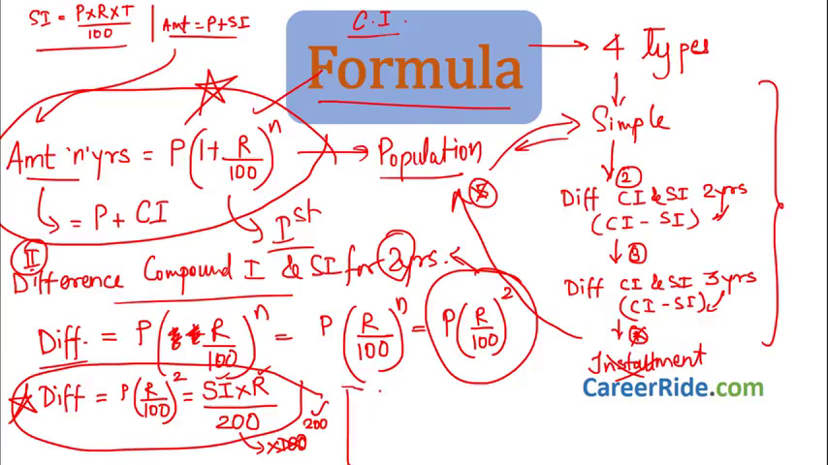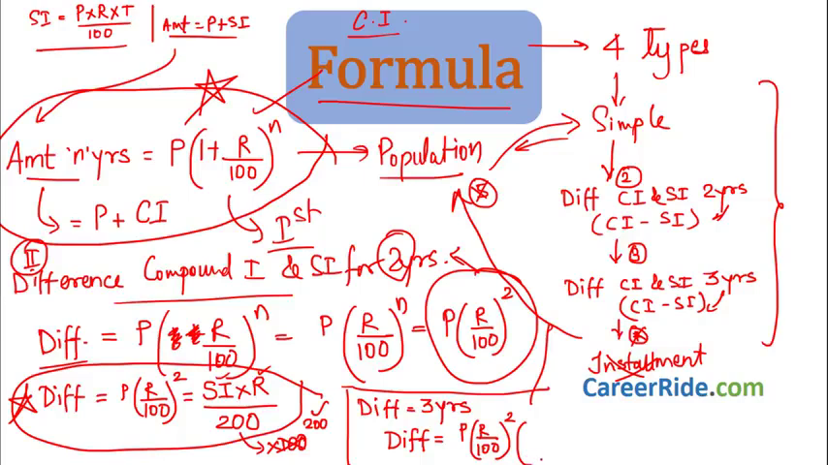Now let's move on to the third category, where the difference between compound interest and simple interest is given for 3 years. The formula is again very easy. Difference will be equal to, now for 3 years, that means after 2 years comes the third year. So first write down the equation for 2 years. It is P into R upon 100 the whole square, multiplied by, because now we have to find for 3 years, R upon 100 over here.